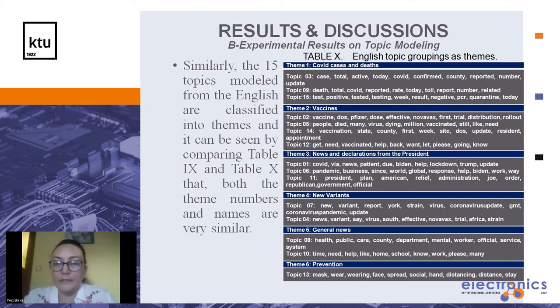There were some economic issues in the USA. That's why you can see some keywords like Trump, Biden, etc. And also team four is about new variants. This team has two topics. And as you can see, in the Turkish teams, there wasn't a team like this. The new variants was a team in the English data sets. Again, general news, similar, and prevention topics. So here, the new variants team is different from the Turkish data set, as you can see.